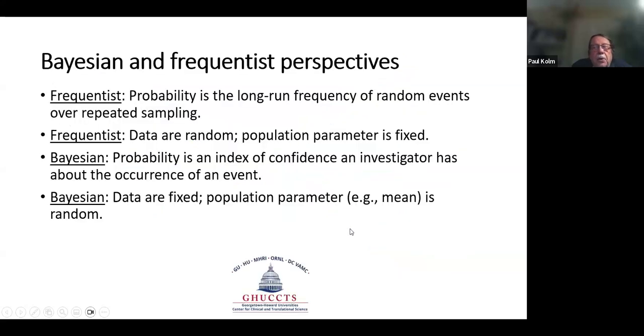So again, to summarize here, from the frequentist standpoint, probability is the long-run frequency of random events over repeated sampling. The data are random. The population parameter, like a mean or regression coefficient, is fixed. From the Bayesian perspective, probability is an index of confidence an investigator has about the occurrence of the event. And from the Bayesian perspective, data are fixed. The population parameter is random.